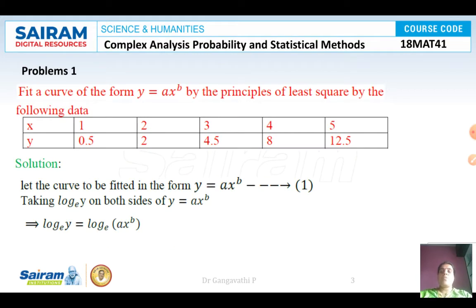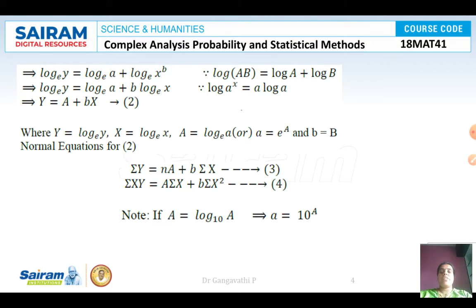So look at the first problem. Fit the curve of the form y is equal to ax to the power of b by the principle of least squares to the following data. The data given is x is equal to 1, 2, 3, 4, 5, and the values of y are 0.52, 4.58 and 12.5. So let us find the solution. Consider the given curve, apply the log on both sides, and get the normal equations first as we have discussed. The normal equations are equations 3 and 4. So this is our equation.